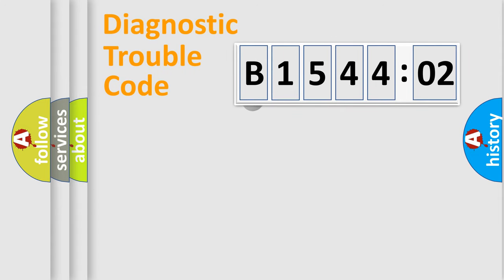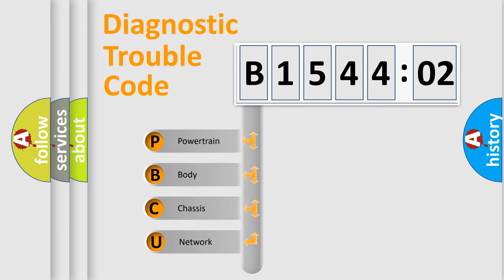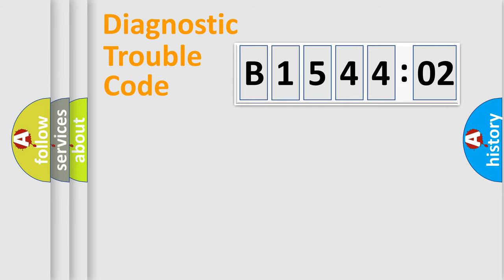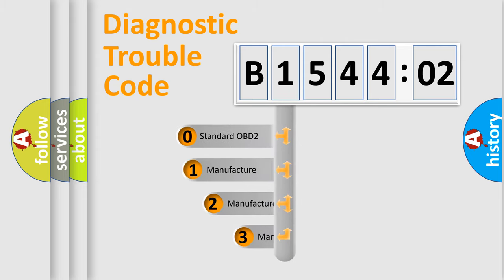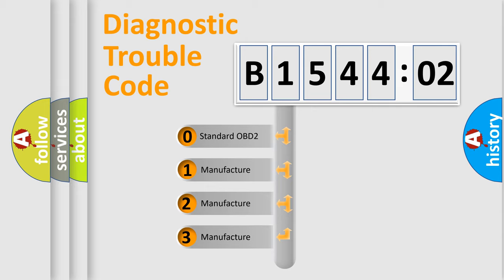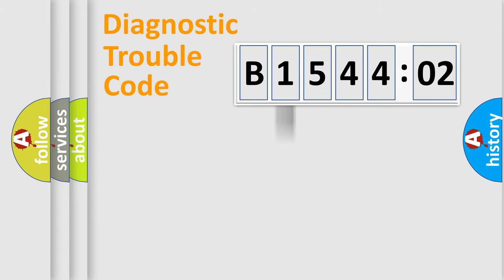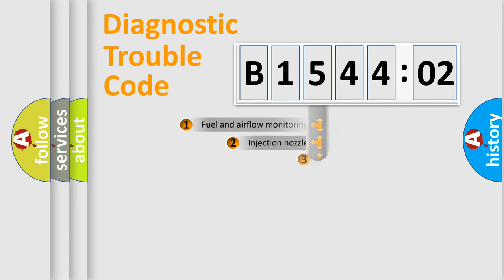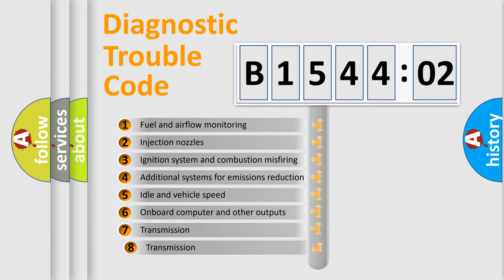Let's do this. First, let's look at the history of diagnostic fault code composition according to the OBD2 protocol, which is unified for all automakers since 2000. We divide the electric system of an automobile into the four basic units: powertrain, body, chassis, network. This distribution is defined in the first character of the code. If the second character is zero, it is a standardized error. In the case of numbers 1, 2, 3, it is a more specific, car-specific error expression.